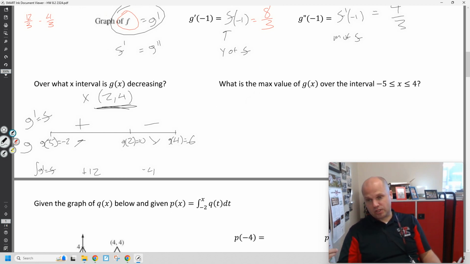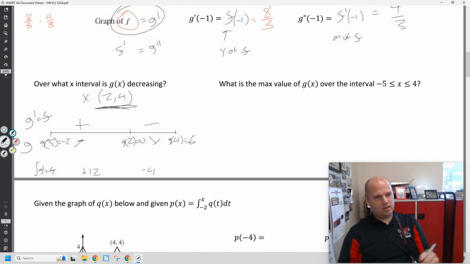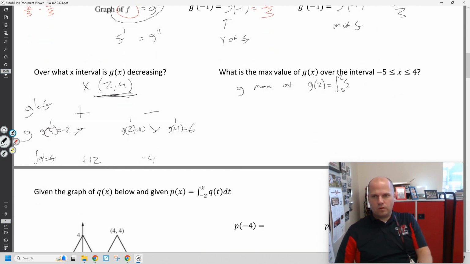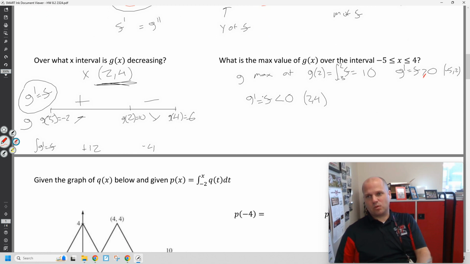You can either say g prime changes sign from positive to negative or an endpoint, or if you know that there is one candidate, that's your max right there. G has a max at g of 2, which equals, I did not show the work, so I need to, the integral from negative 3 to 2 of f, which equals 10. Why? Because g prime, as long as the connection is established somewhere, we're fine. If you want to repeat it, great. G prime is positive from negative 5 to 2. And then g prime, which equals f, is negative from 2 to 4. I actually don't know if that's going to work because we do have a 0 here. We probably should say is greater than or equal to 0, just to be sure.